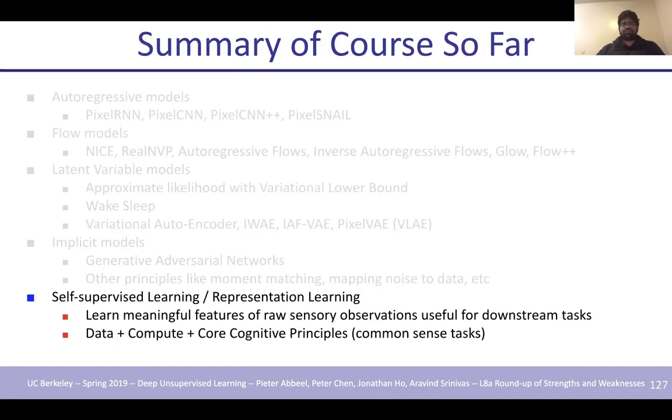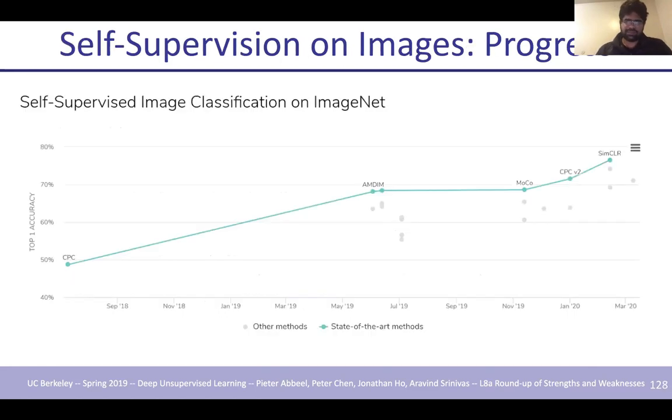So that's it for generative models. Next, let's look at self-supervised representation learning, which is our final topic. Self-supervised image classification has seen rapid advance in the last 1.5 years. At the end of 2018, the top one accuracy on the ImageNet linear classification benchmark was 48%. And now it's 76.5%.